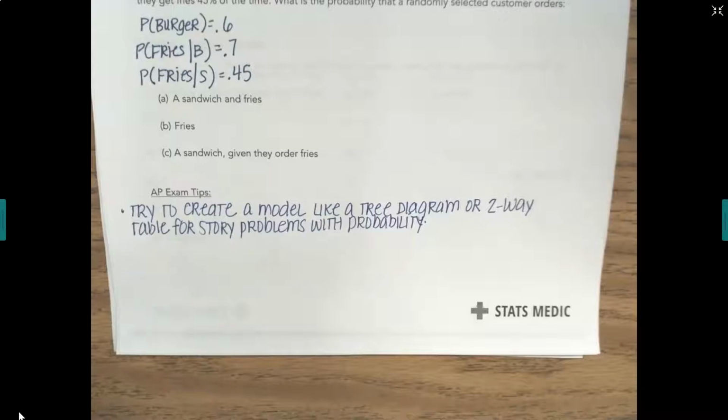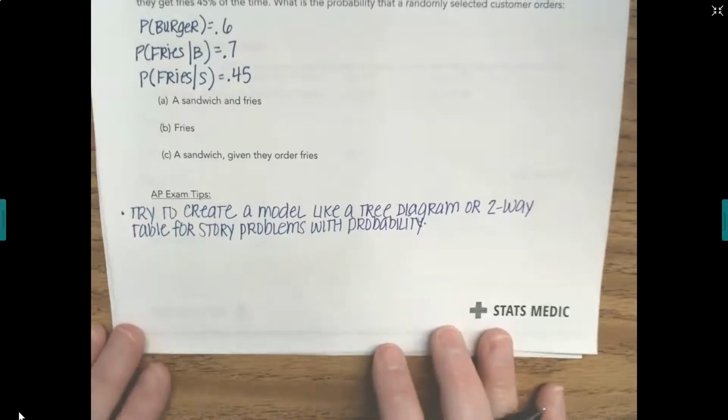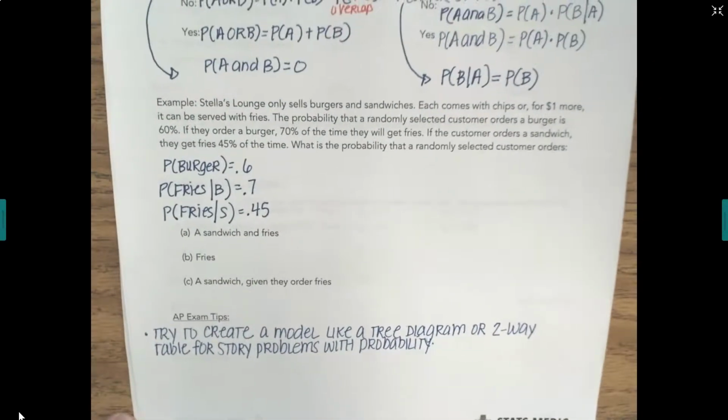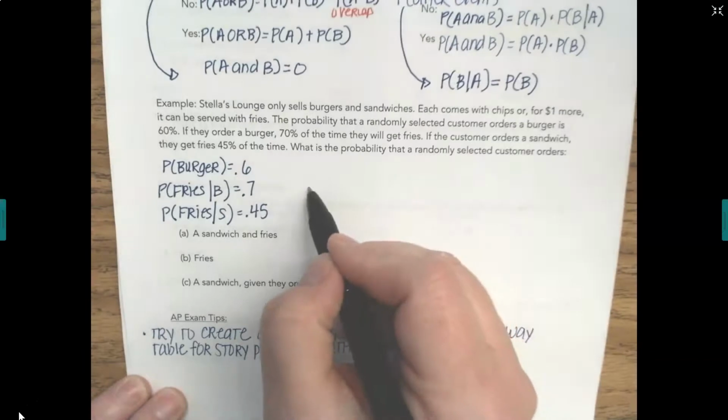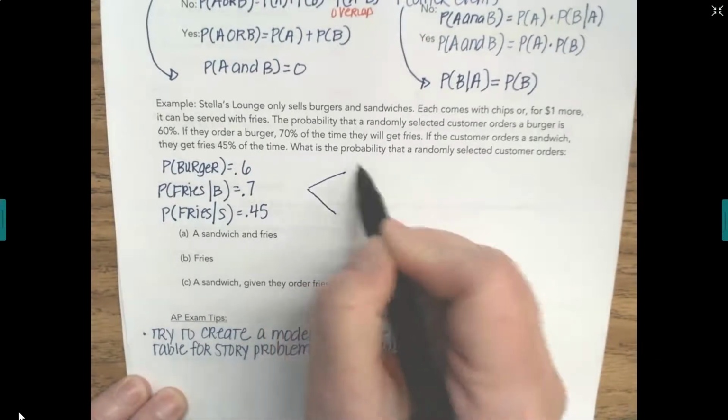So we're given the information, we're going to try and create a model to help us with the situation to make it easier to answer our questions. All right, so let's take a look. At Stella's Lounge, there's only 2 choices. You can only get a burger or a sandwich.